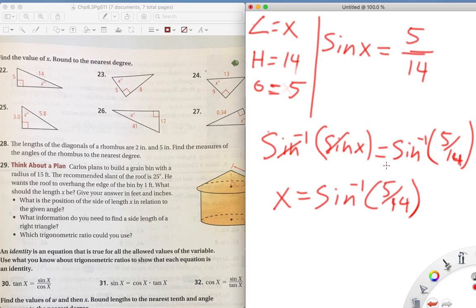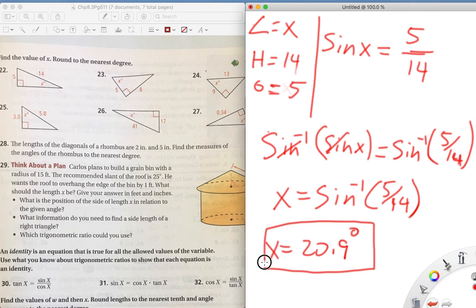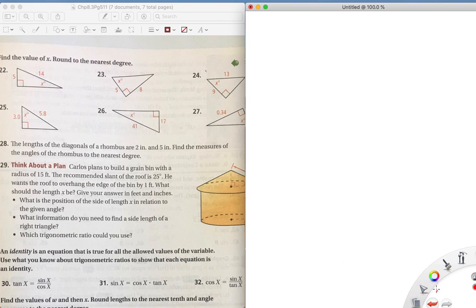So in order to use the inverse feature in your calculator, you want to press the second button, and then that sine button, which is also the inverse. And then you put in the fraction, and I get that x is 20.9 degrees. Remember to set your calculators to degrees. There's 3 functions in it. There's degrees, radians, and gradians, or DEG, radians, RAD, gradians, GRAD. Make sure that your calculator is set to degrees. Okay, so that was 22.